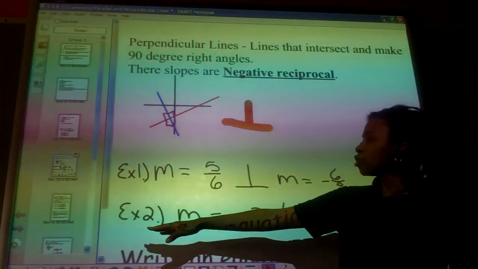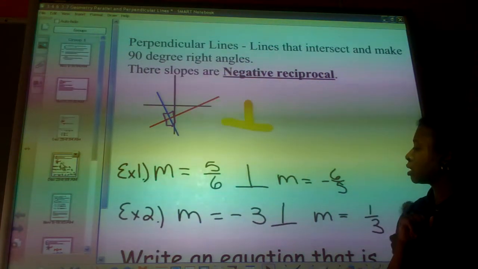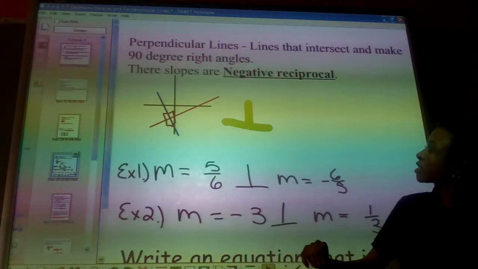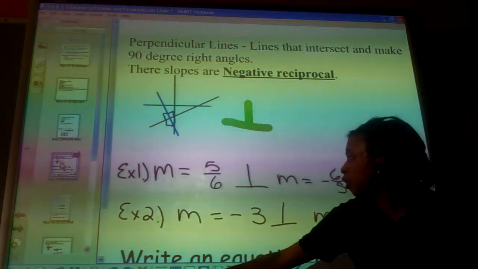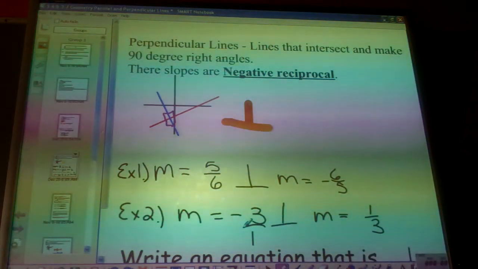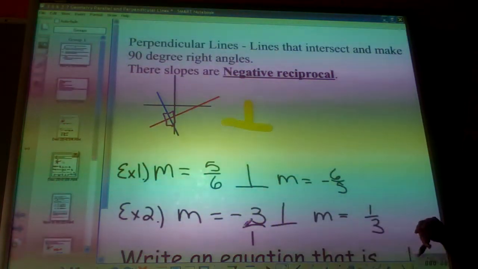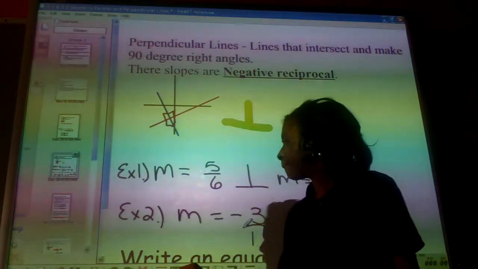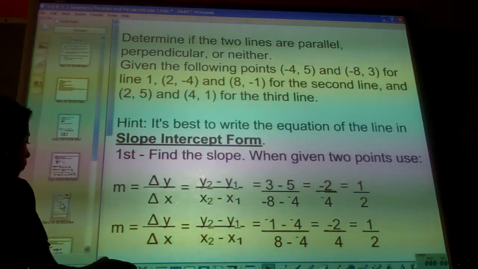Okay? Example 2, if I had two lines, and y equals mx plus b, if I'm only looking at the slope, the m, if my slope for the first one is -3, which really means -3/1, and I were looking for a line that's going to be perpendicular, that automatically means that my slope must be the negative reciprocal of -3/1, which would be a positive 1/3. Positive 1/3. Right?